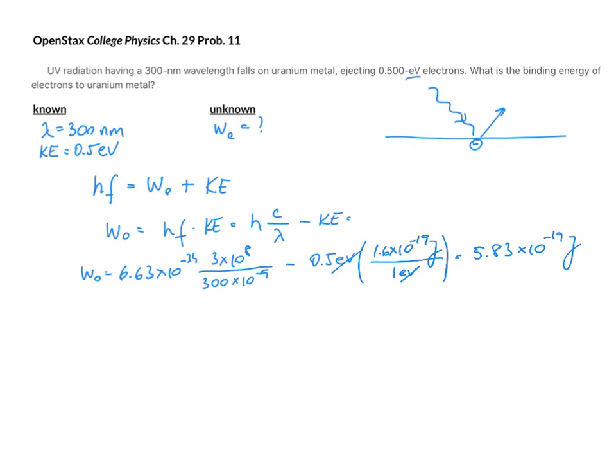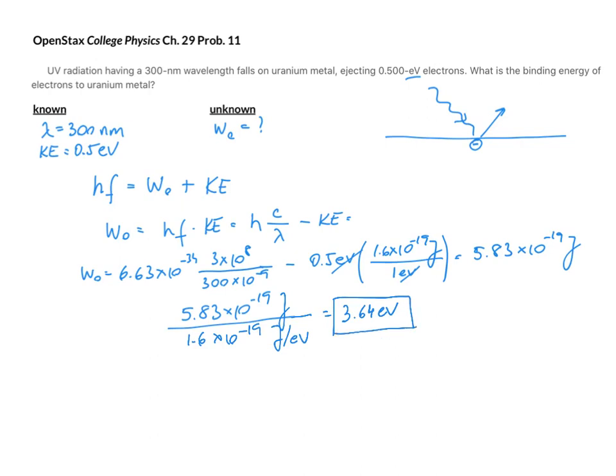And if we want to convert that back to electron volts, then we will do 5.83 times 10 to the negative 19 joules divided by 1.6 times 10 to the negative 19 joules per electron volt. Plugging in these numbers, we end up with 3.64 electron volts. So really, since the problem didn't specify what units to express your answer in, you can do either or both.